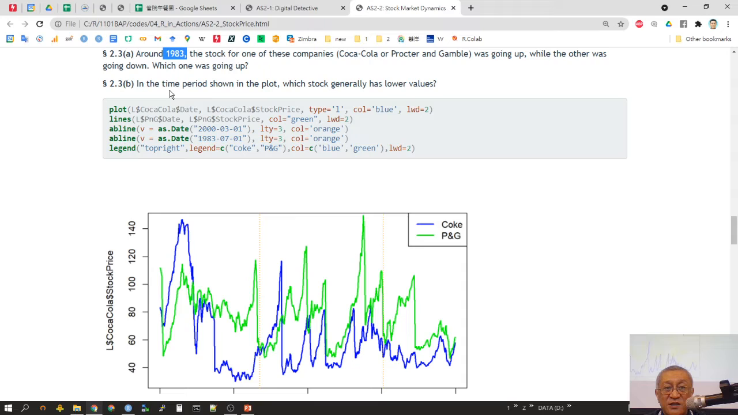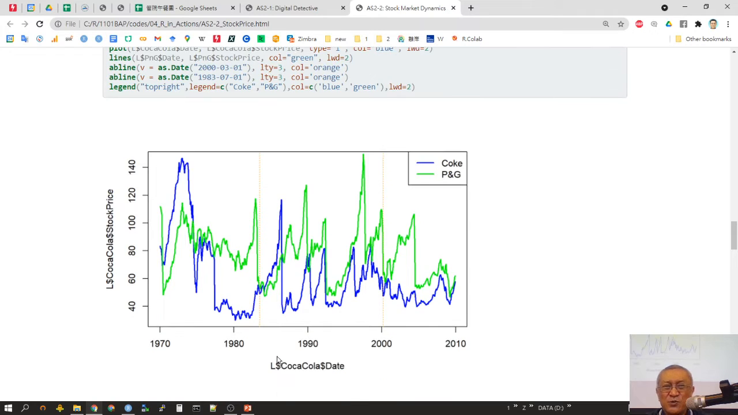Now it's also asking, in the plot, which stock generally has a lower price. Generally the lower price is actually Coke, right? For most of the time the P&G stock price is higher than Coke's. So to answer this type of question, you need to draw the line, and you need to mark the time, so you can answer the question. If I just gave you the numbers, you could never answer this type of question.